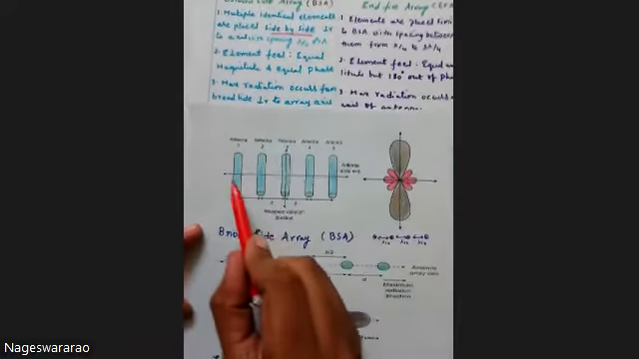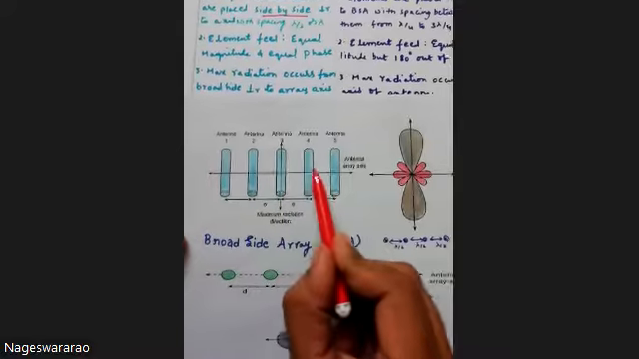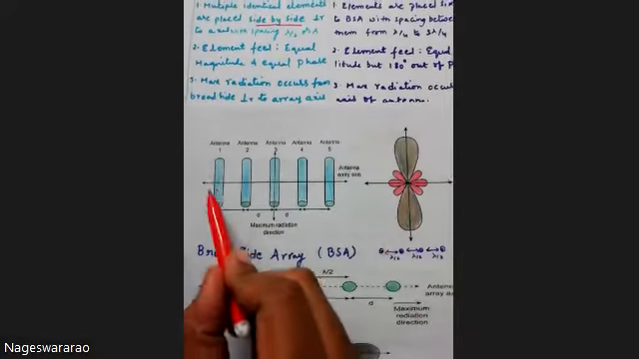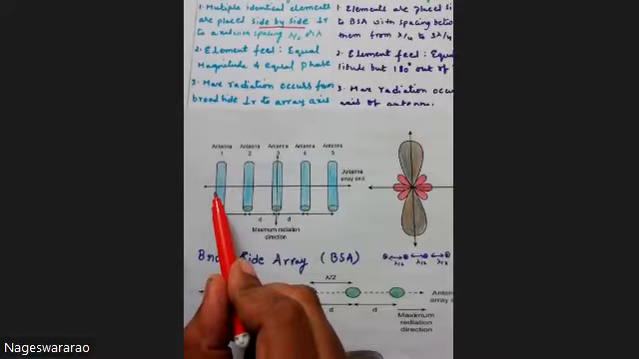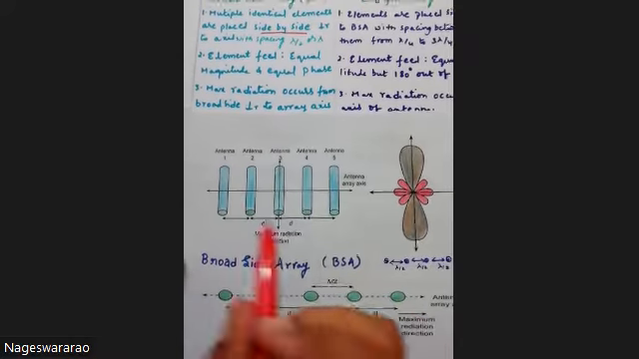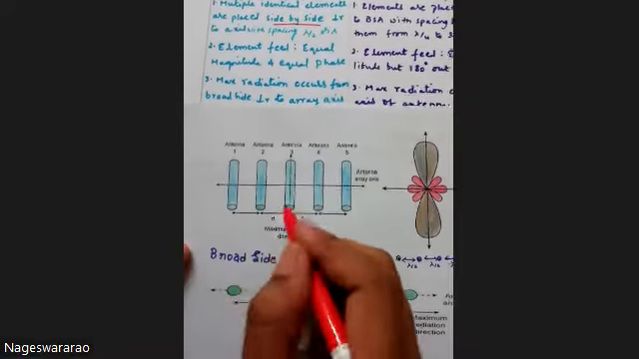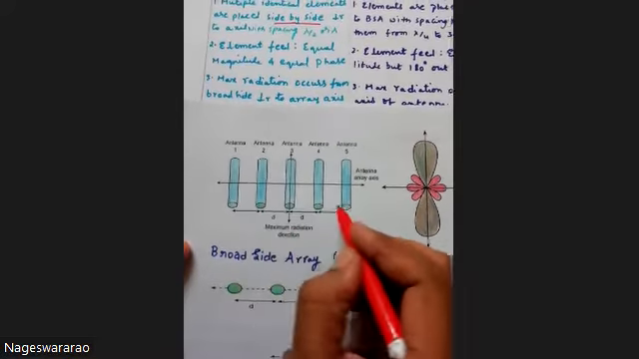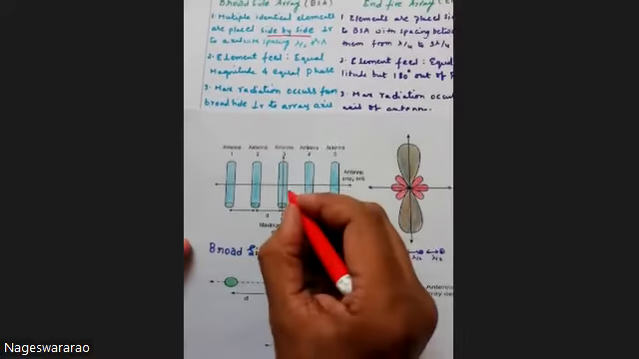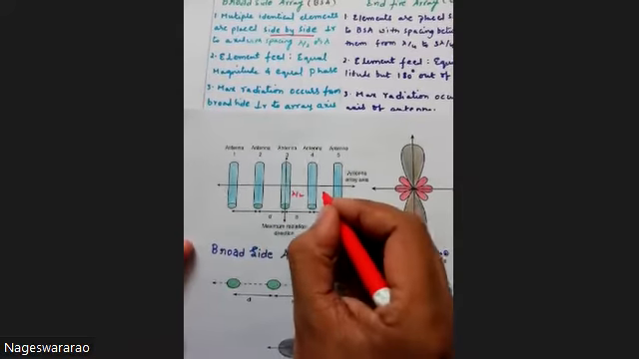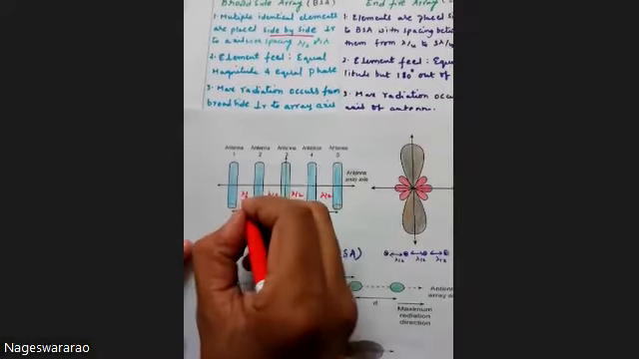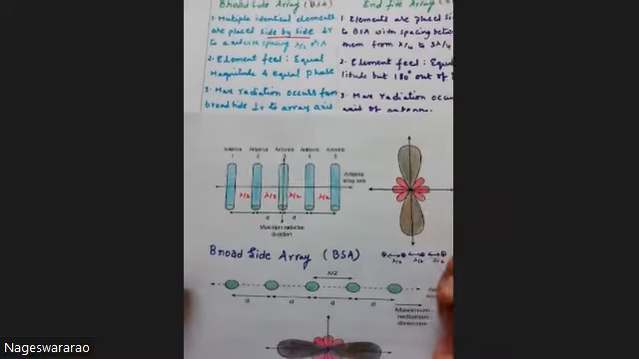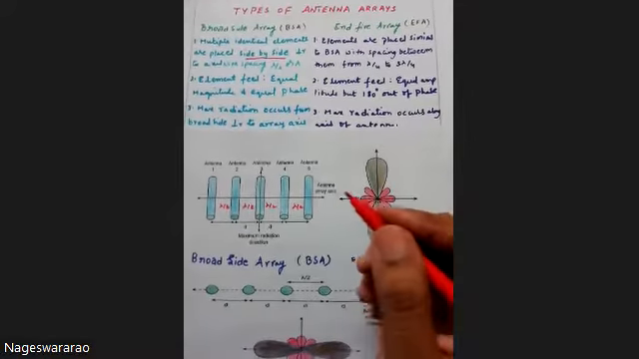Coming to the diagram, see here, these are the different elements of antennas. Here we have taken just 5 antenna elements and see how we have placed them side by side. Each and every element is separated with equal distance. That separation distance can be either lambda by 2 or lambda, but anyone you have to choose equal separation. You should not take a random separation distance.